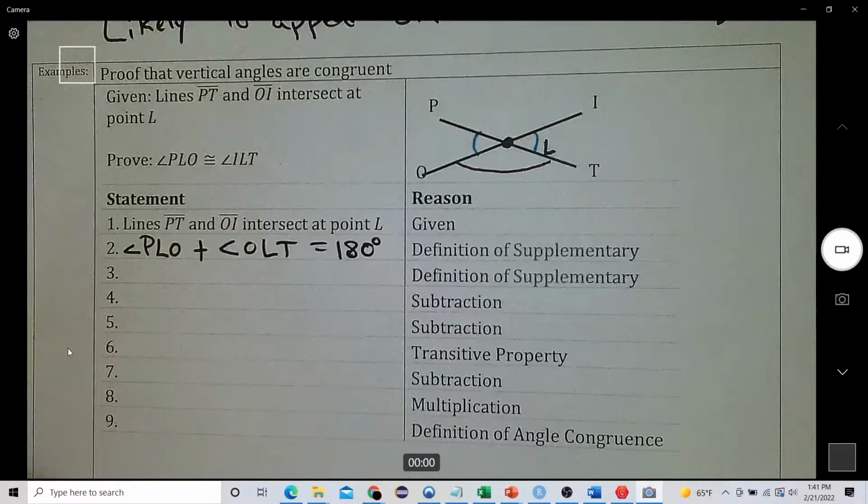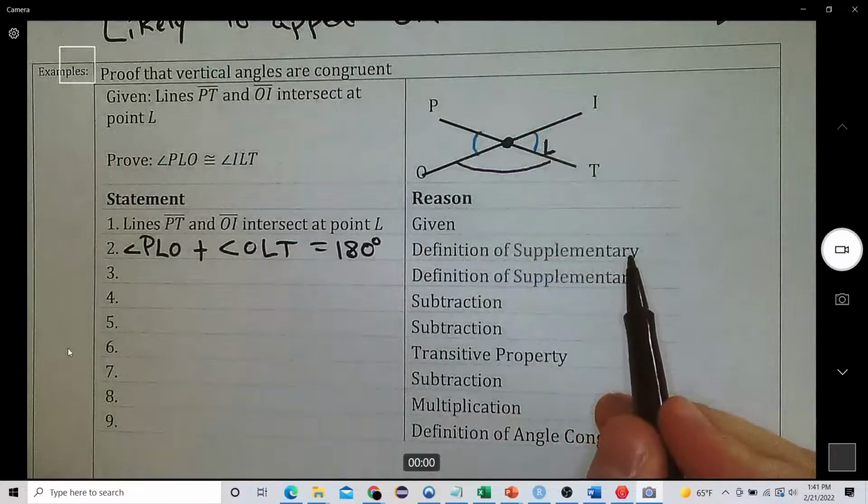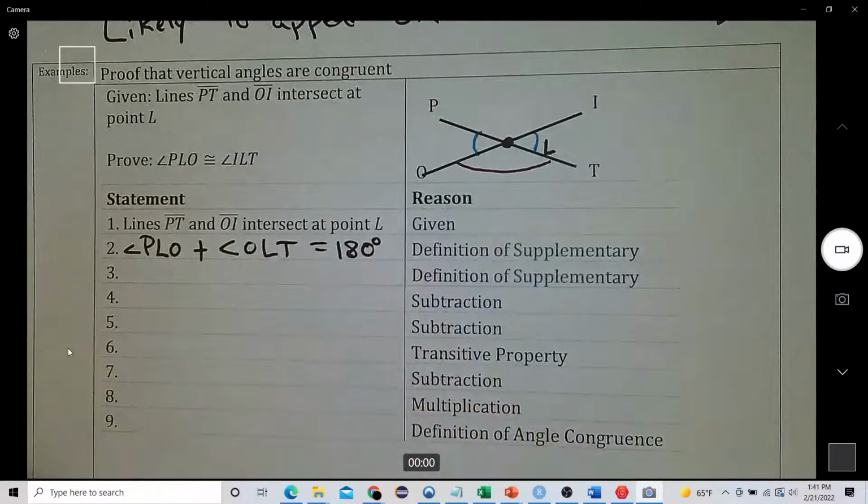Yeah, Jason, what's the question? Yes, I want you guys to have this whole proof down. By the definition of supplementary, you could write "def of supp" or something like that if you want to.